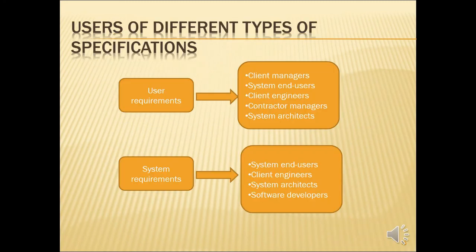In this slide, you can see for whom different types of requirements can be useful and meaningful. User requirements are used by client managers, system end users, client engineers, contractor managers, and system architects. System requirements are used by system end users, client engineers, system architects, and software developers.